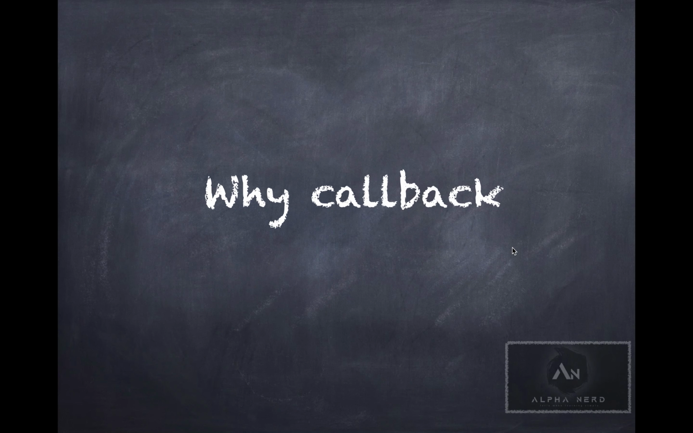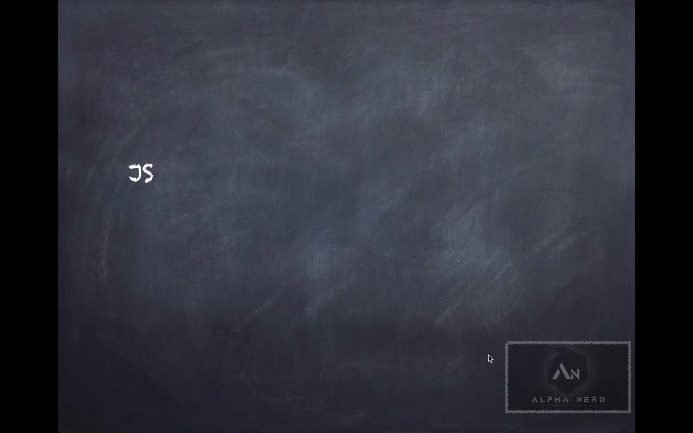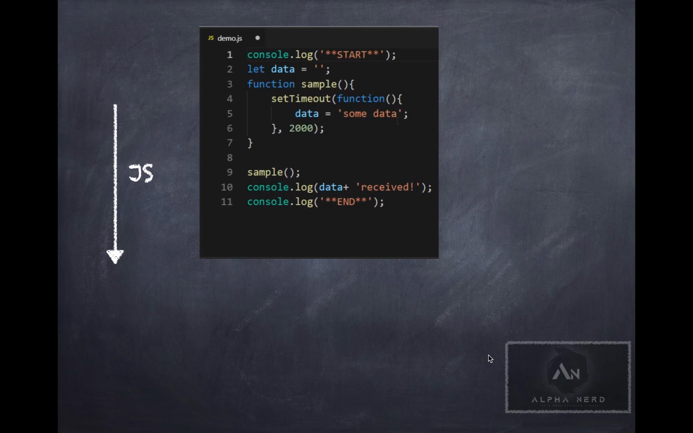Next, let's see why we need a callback. JavaScript usually works in a top-down approach, that is, in a synchronous manner. To get a clear picture of this, let's take a look into a sample program. First, let me walk you through the program. We have a start statement, a variable initialized to an empty string, and a function sample which has a setTimeout function which will be called after 2 seconds.